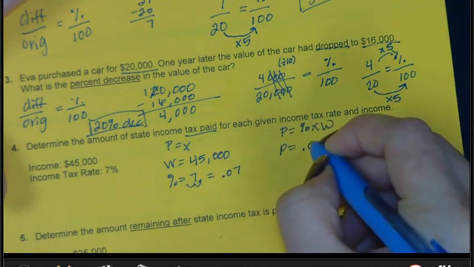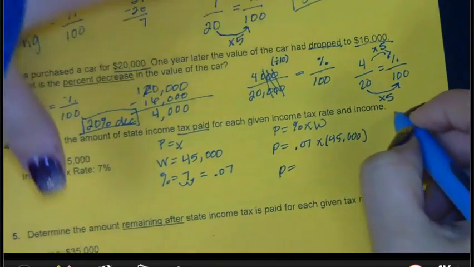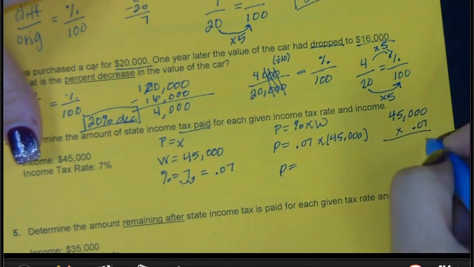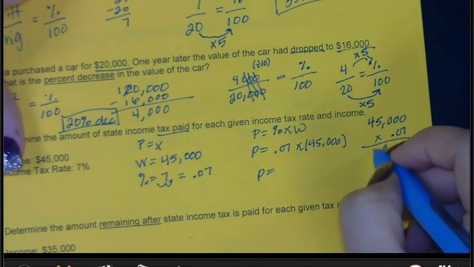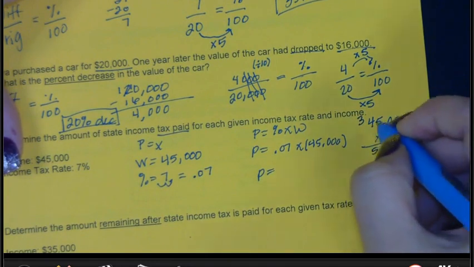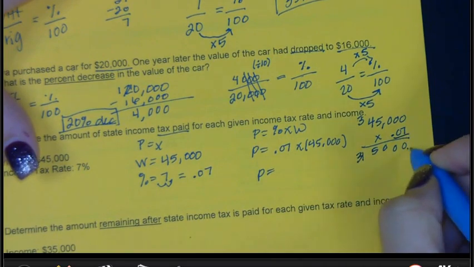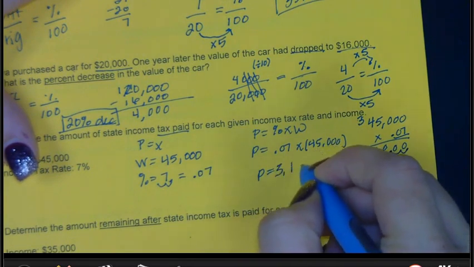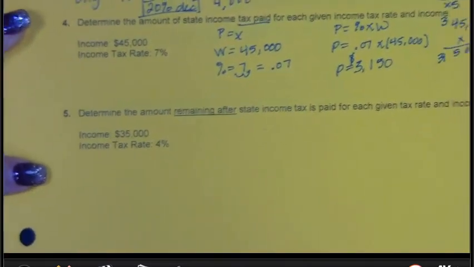Part is equal to 0.07 times $45,000. And I want to know, how much income tax are we going to pay if we earn $45,000? Well, 7 times 0 is 0. 7 times 5 is 35. 7 times 8 is 28, 29, 30, 31. And I have 2 place values in all, so I go 1, 2, to see that I'm going to pay $3,150 in income tax.